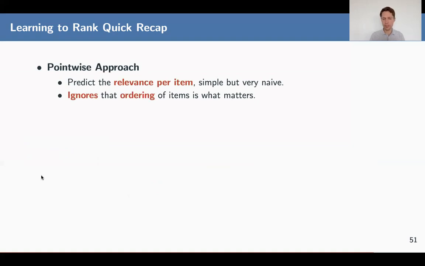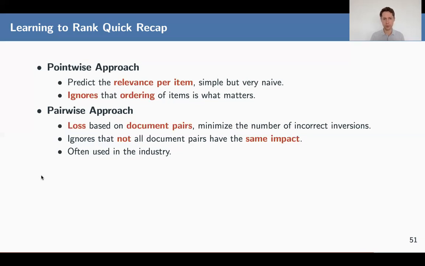Now, we discussed 3 types of approaches. The pointwise approach was really nice, simple and understandable, and it just predicted relevance per query document pair directly. But of course, it ignored the ordering because it didn't consider the relationship between different documents, which is very important for ranking. So this relationship was considered in the pairwise approach, where the loss considered pairs of documents and tried to minimize the number of inversions between documents. But as we saw in the examples, not all pairs of documents have the same impact. So optimizing the number of inversions, regardless of the importance of the pair, may produce non-optimal rankings.